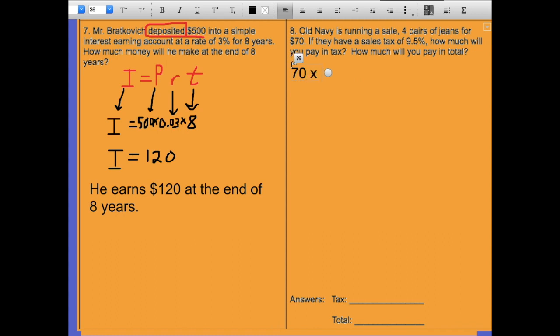But there's a sales tax, 9.5%. So we got to find how much the tax is. So if we multiply that, we get $6.65. Remember a tax. What are we going to do? Add or subtract? Well, you pay more with the tax, so you add it. So this total then is $76.65. Let's write our two answers on the bottom here. In the answer space provided, $6.65 is the tax, and $76.65 is the total.